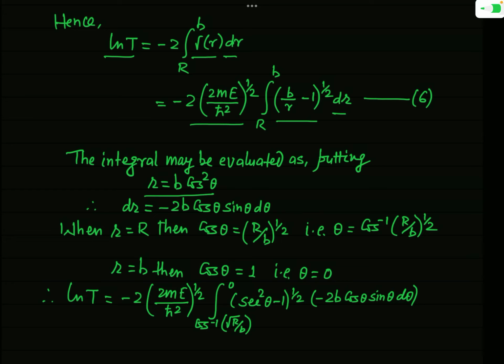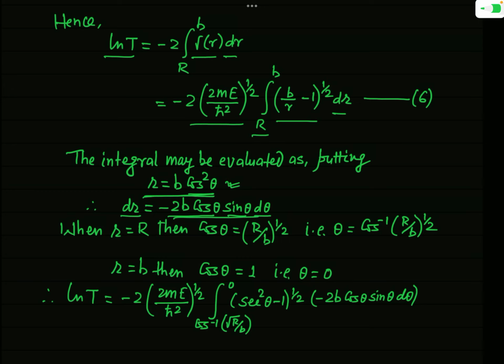So remember it. For evaluating this integral, we put r equal to b times cos square theta. Now see, if r is b times cos square theta, what will be dr? This will be minus 2b cos theta sin theta d theta. We have taken the differential of cos square theta, and this is a simple differential. Now, we will replace r and dr by these expressions in equation 6, but at the same time we have to find the limits.